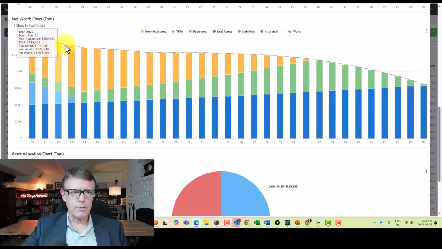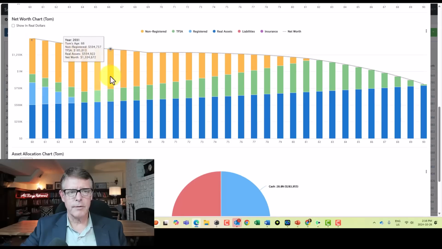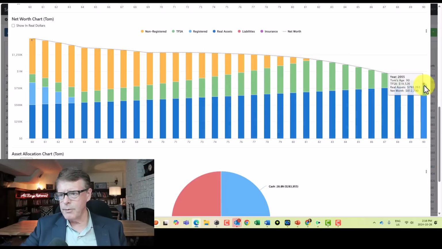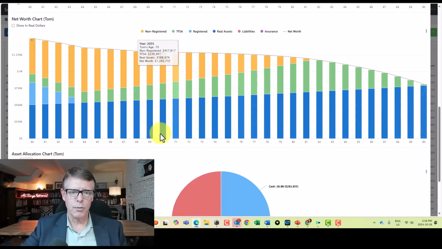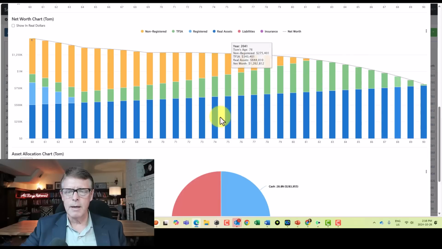Here's the asset mix or the net worth statements. You can see that the financial assets in blue, RIF, green, TFSA, non-registered account, those assets slowly go down so that by Tom's age 90, he's pretty much fully depleted all financial assets. But the big difference is he never had to go into home equity to fund his lifestyle. All that equity is still protected.